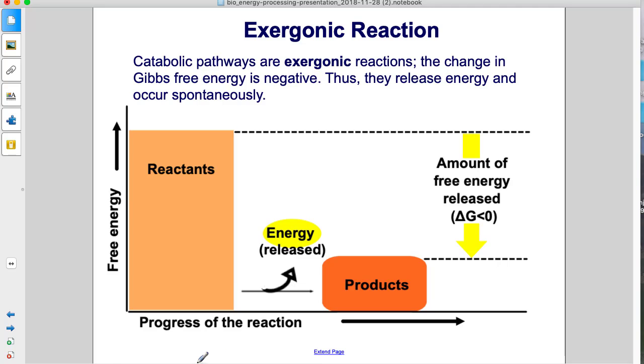So if we take a look at this graph here, you can see this axis is looking at the amount of free energy, and this is looking at the progress of the reaction. So here you see the amount of free energy in the reactants, and here the products. And you can see that the amount of free energy released during this reaction is negative, or less than zero. Therefore, there is a negative change, and this process can occur spontaneously.